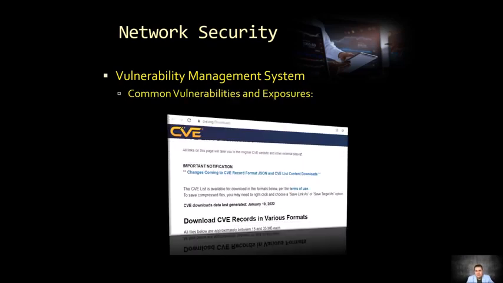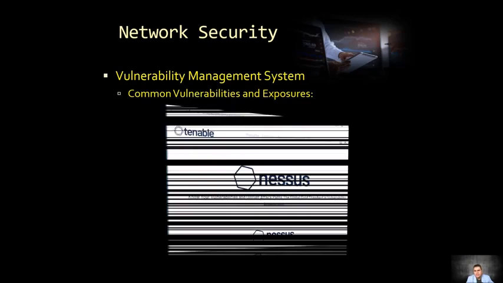Some examples of common vulnerability management systems: something called Common Vulnerabilities and Exposures. It's a website that gives you a downloadable file that tells you all the common vulnerabilities right now, or the most recent, so make sure that you are updated to the specific point of your system.